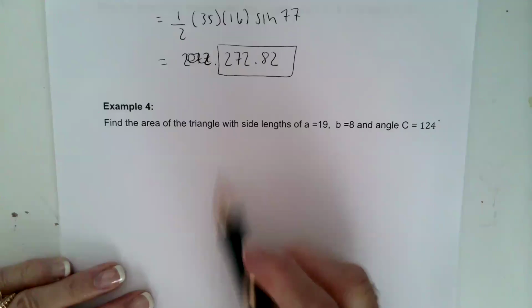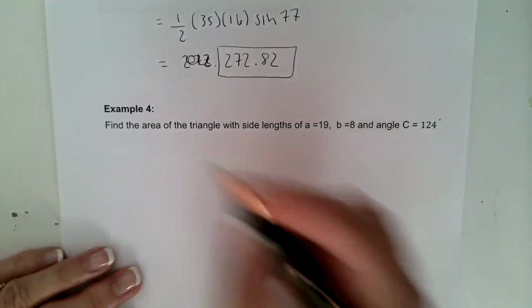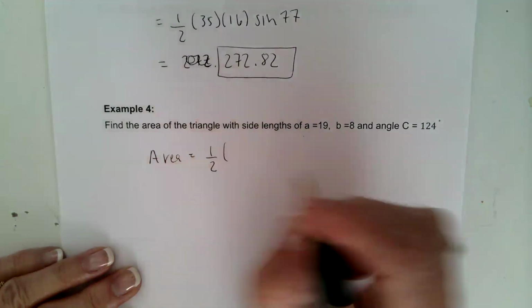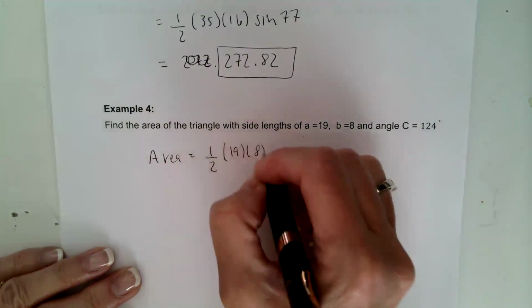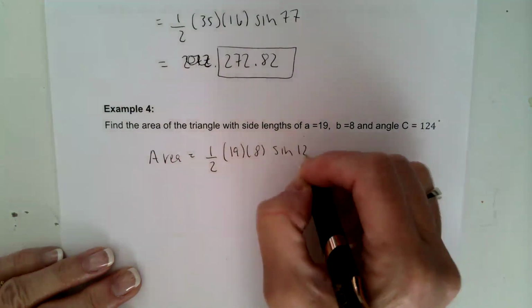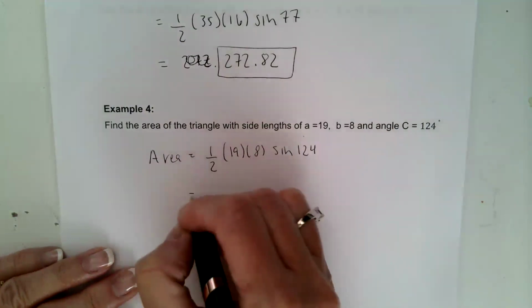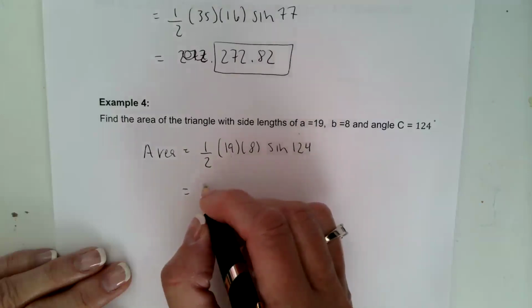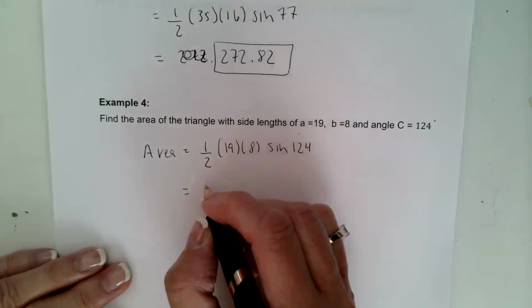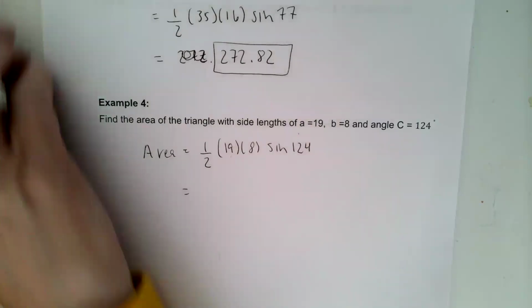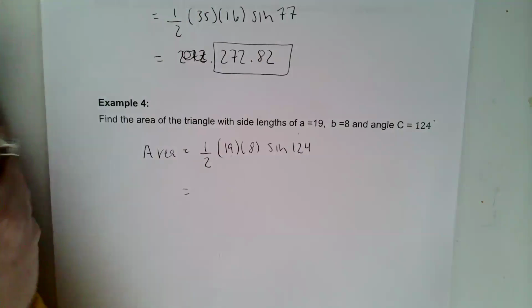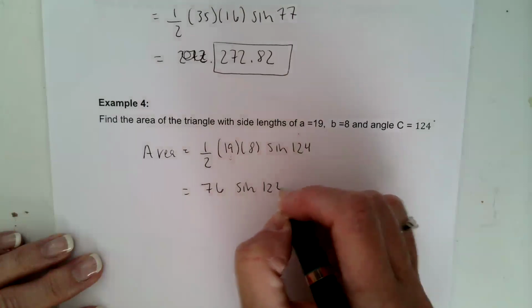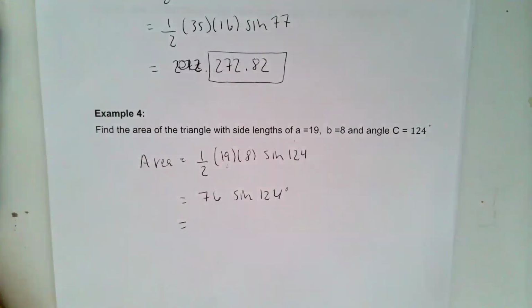We've got another one. We've got sides A and B and inclusion of C again. So the area here would be 1/2 times 19 times 8 times the sine of 124. And so that is 76 times the sine of 124. Let's show that one.